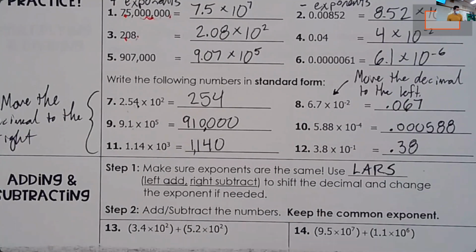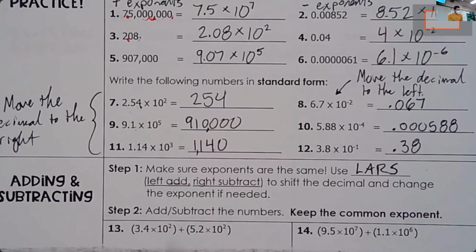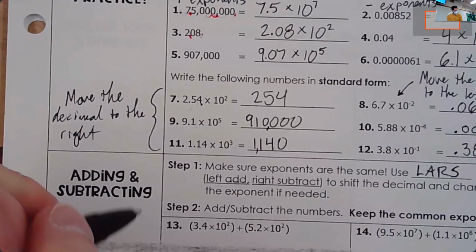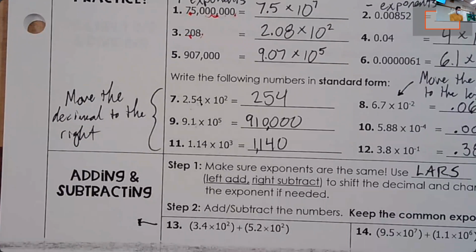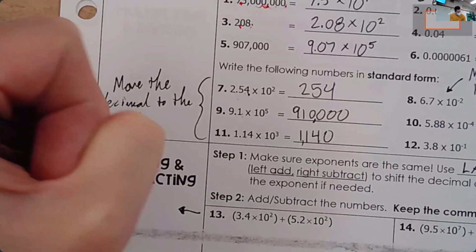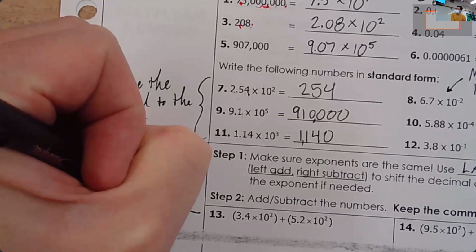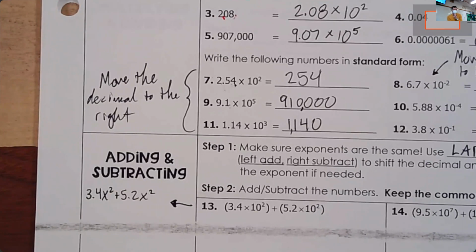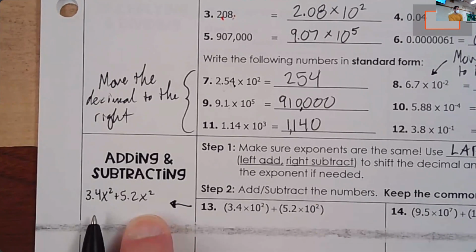Now, the first one, it's not going to make a difference. So here's kind of the cool thing with this: 3.4 times 10 to the second plus 5.2 times 10 to the second is exactly the same as if 10 were a variable. Let's say 10 was x. So this would be exactly the same as if we had 3.4 x squared plus 5.2 x squared. There is no difference at all in terms of this problem here and that problem there and how combining like terms works.